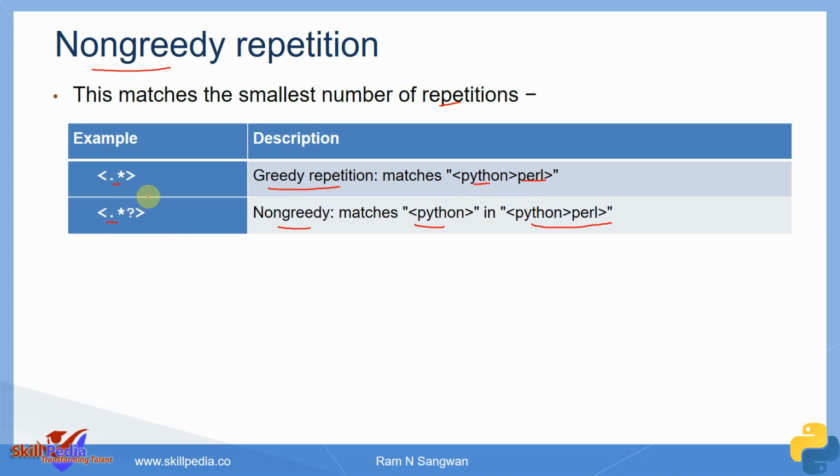Because when you say greedy, to whatever extent it is possible, it will continue matching. Because it says a single character any number of times, so it will continue matching up to here. But when you put a question mark, we are saying non-greedy, that means first match Python, and so stop here.